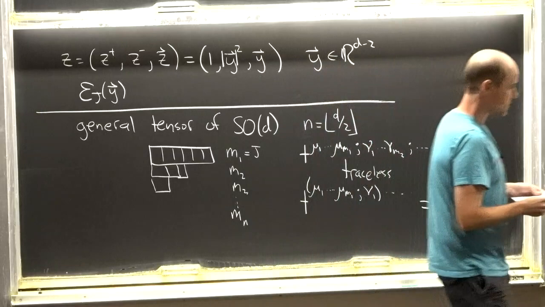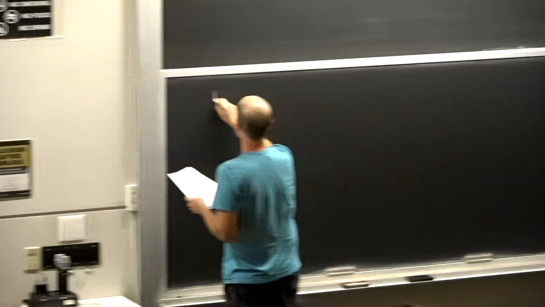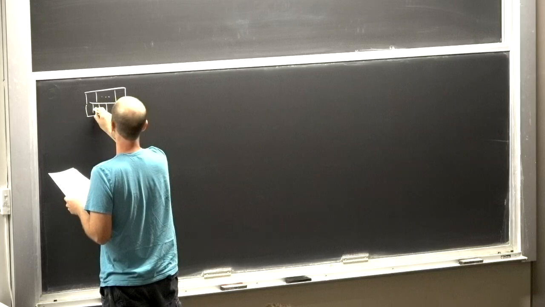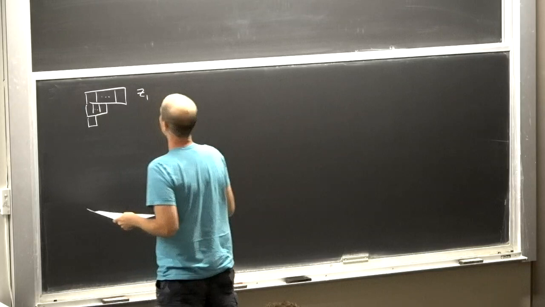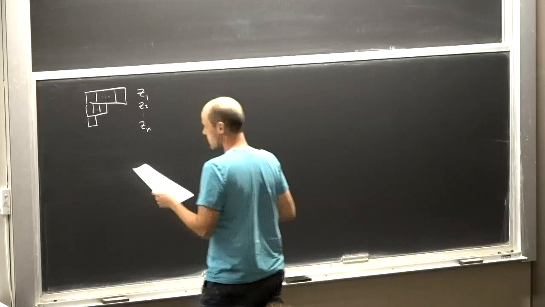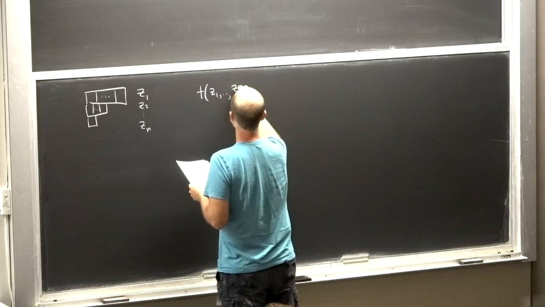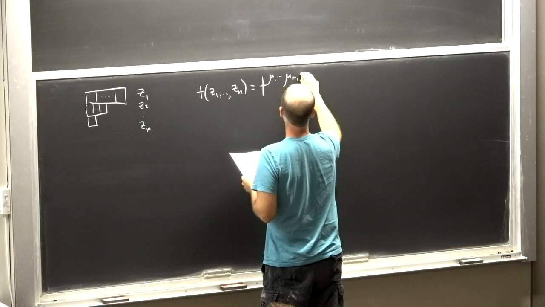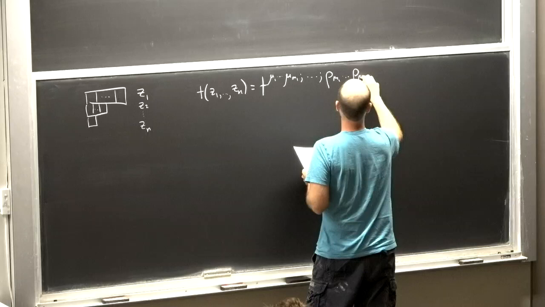OK. So in index-free notation, the idea is to introduce a polarization vector for each row of the Young diagram. So we have the z1, z2, up through zn. And then we form a polynomial, t of z1 through zn, by contracting our tensor with the corresponding polarization vectors.